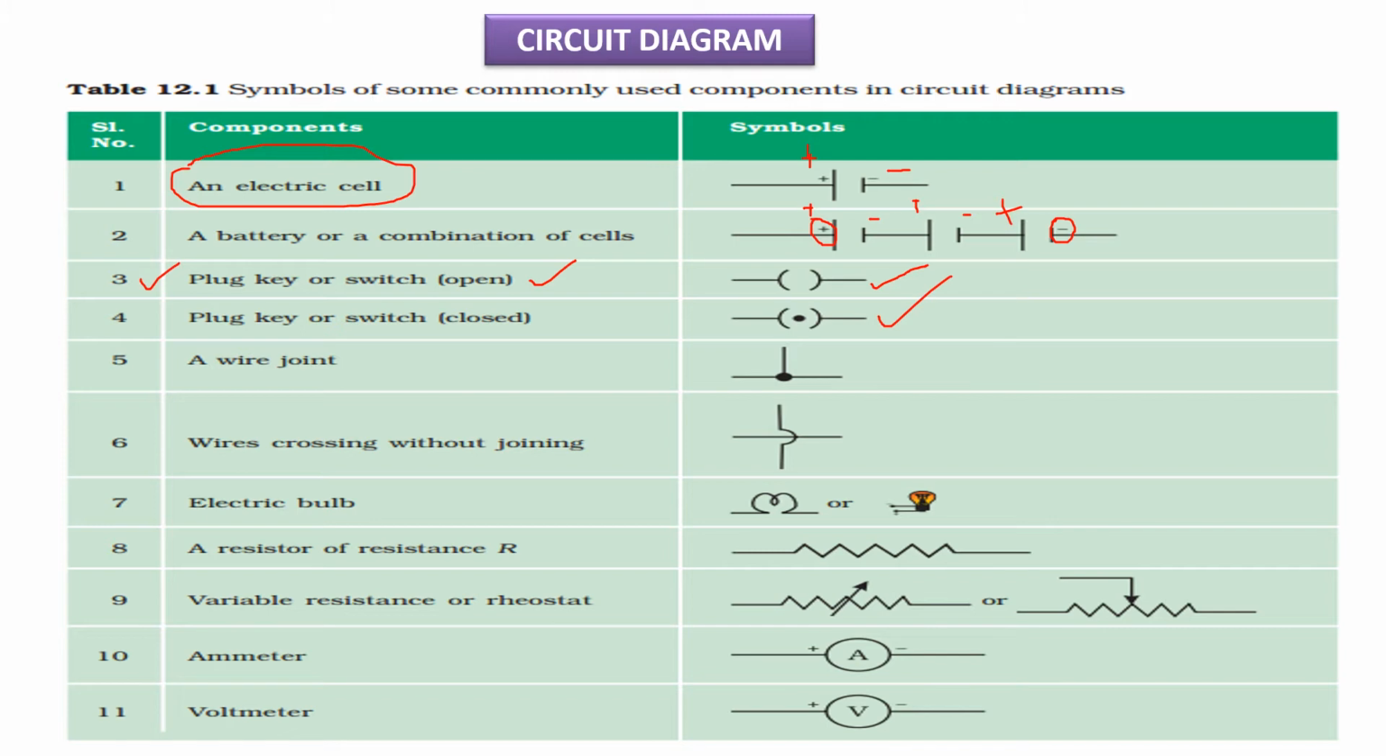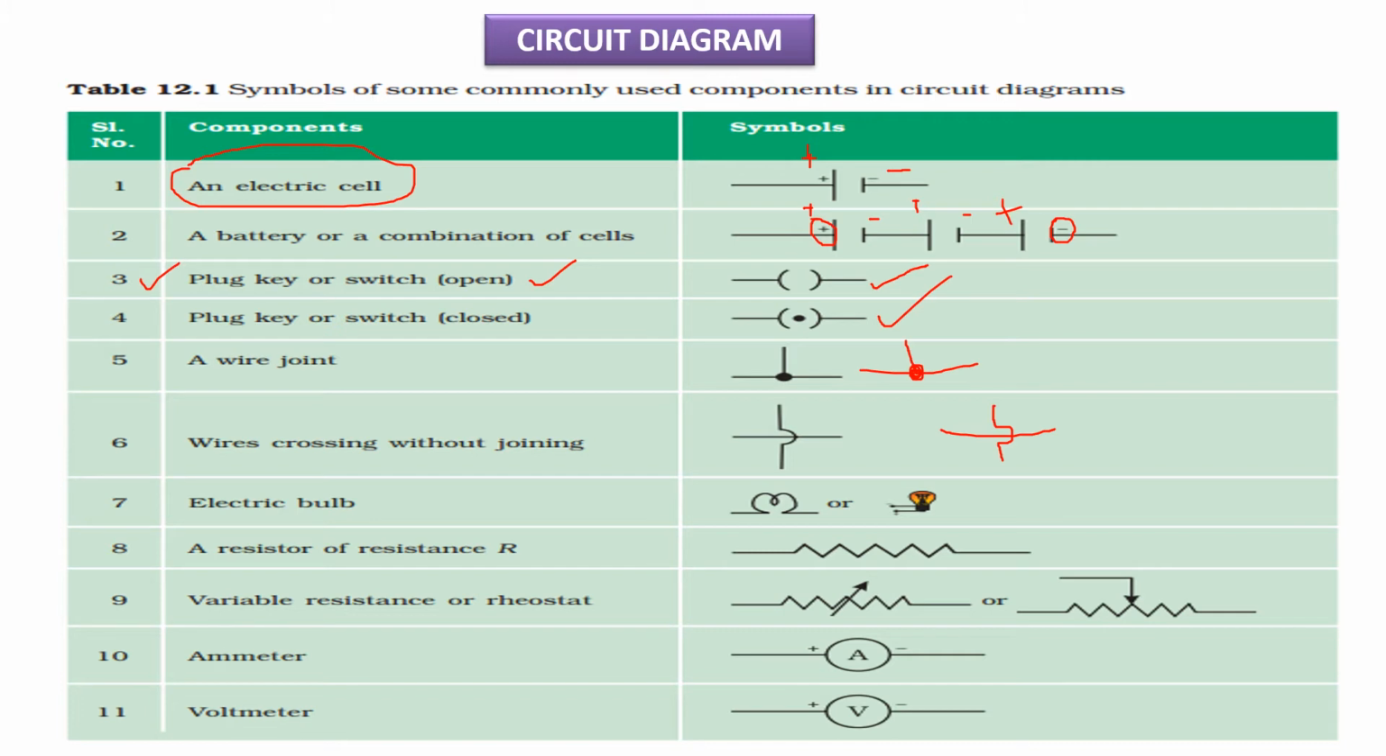Next, coming to the wire joint. A wire joint can always be represented like this. One wire is there, another wire is there, so a joint should be there. So you have to make the joint like this. Crossing over the wire, the wire is already there. The wires should not touch. That means you should show it like this. It is jumping. That means there is no connection between wire number 1 and wire number 2. That is wires crossing without joining.